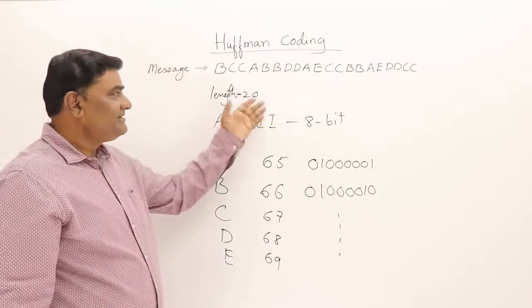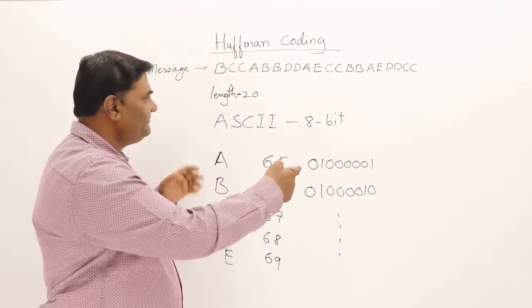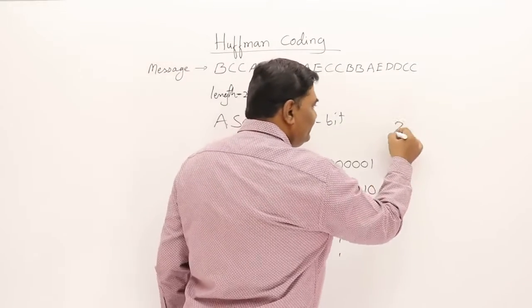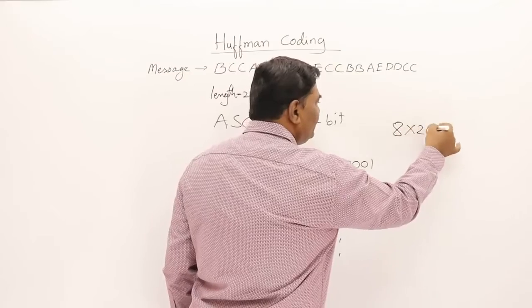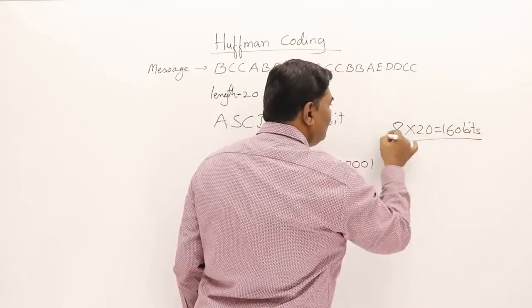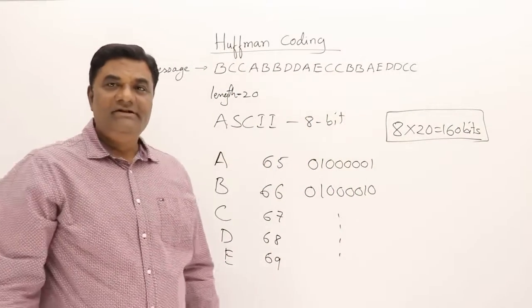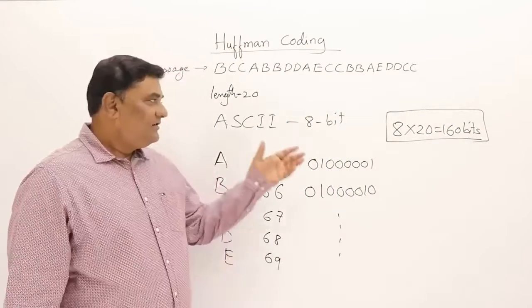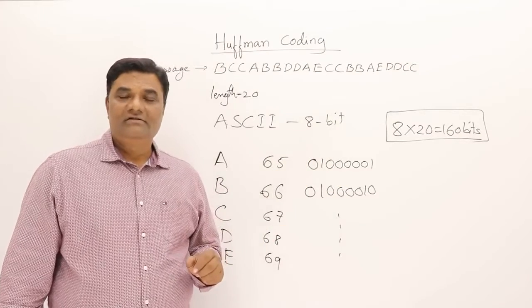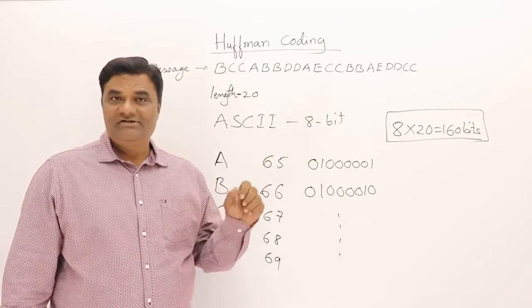Now if normally this message is sent with 8 bits for each alphabet, then total number of bits will be how much? As there are 20 alphabets in this message, this will be 8 into 20, that is 160 bits. Size of the message will be 160 bits. Now this is the simple message sent without encoding. The size will be 160 bits, 8 bits for each alphabet.